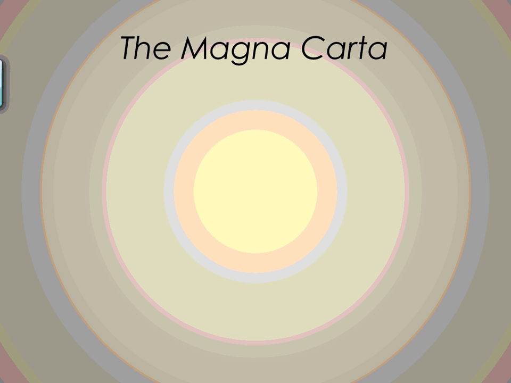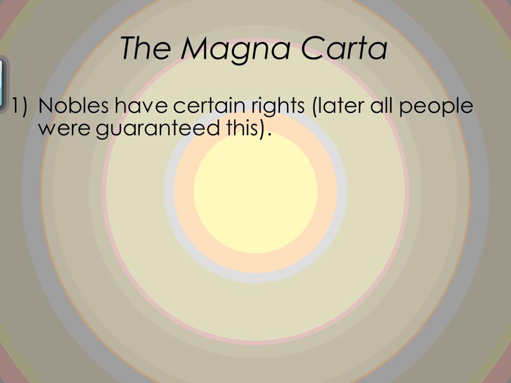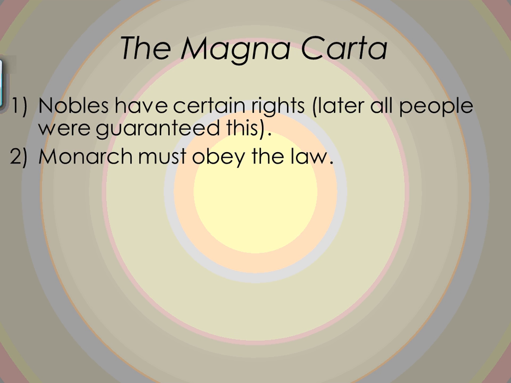The Magna Carta, let me tell you what's in this that's very important. The Magna Carta states several things. First thing is that nobles have certain rights. Later, in England, all people would be given rights. But here, the document agrees that nobles do have rights. The second thing is that the monarch must obey the law.